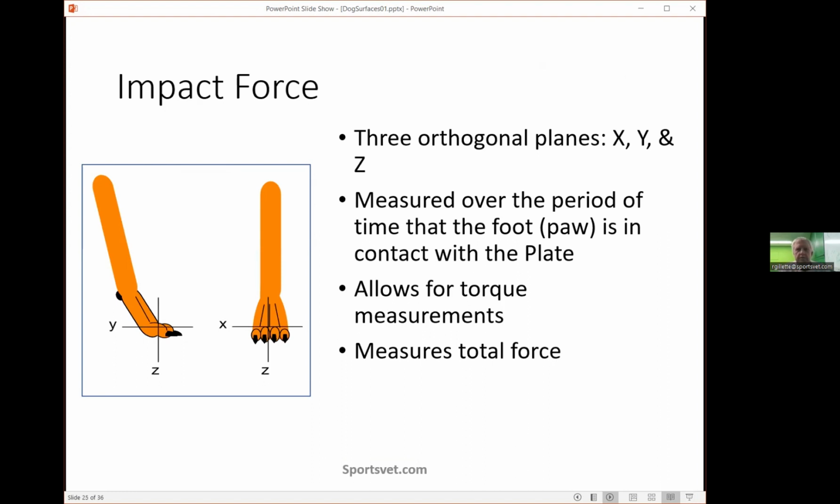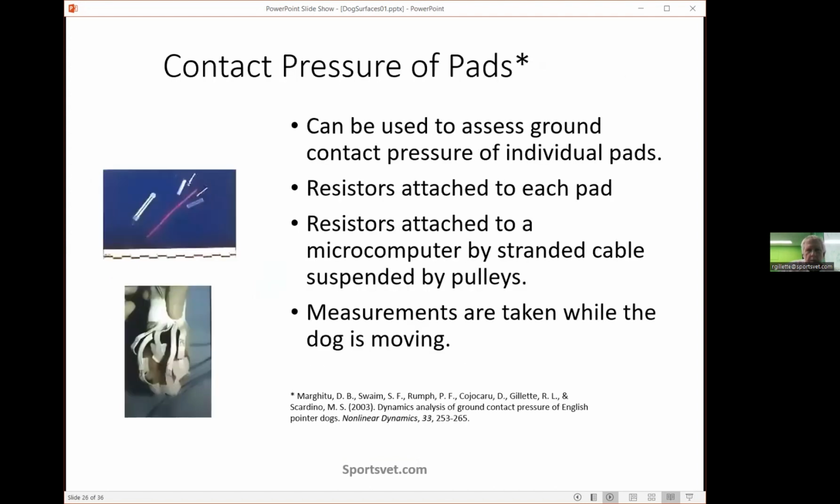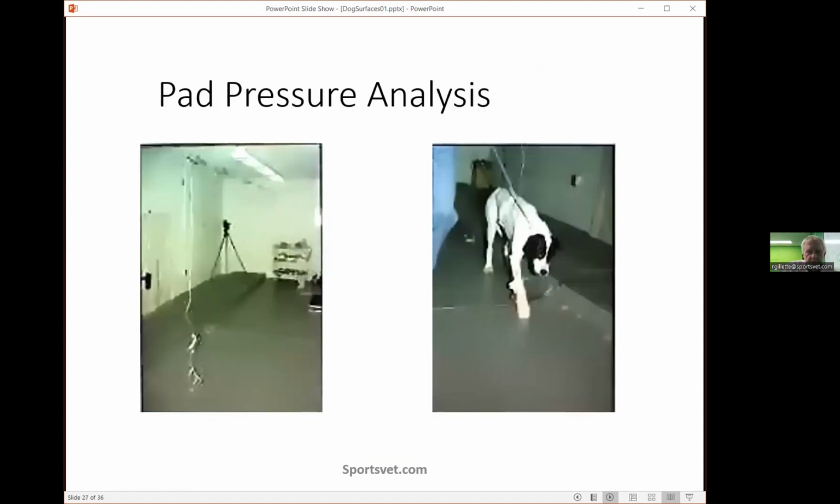So I talked about the three orthogonal planes, X, Y, and Z planes, and they're measured across the foot or paw. You can go over a force plate and it will measure these, which is great, but you really can't get a feel for the internal dynamics that happen with using a force plate. So we did this back in the early 2000s. I was part of a team where we took the force measurement cables off the force plate and made it so each paw had a pressure pad. And we took measurements and we led the dog back and forth at a walk.